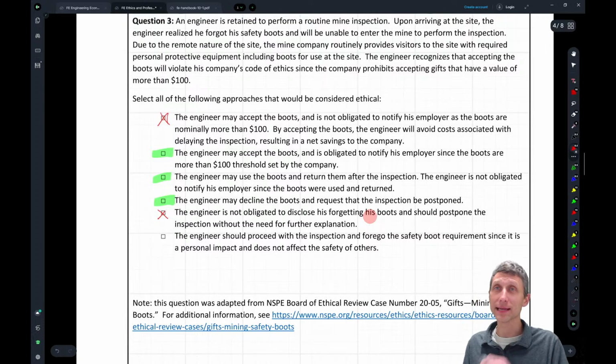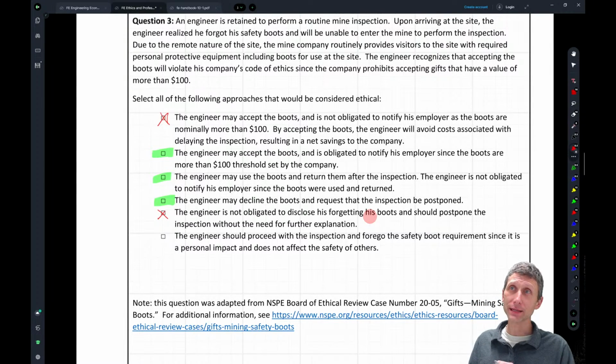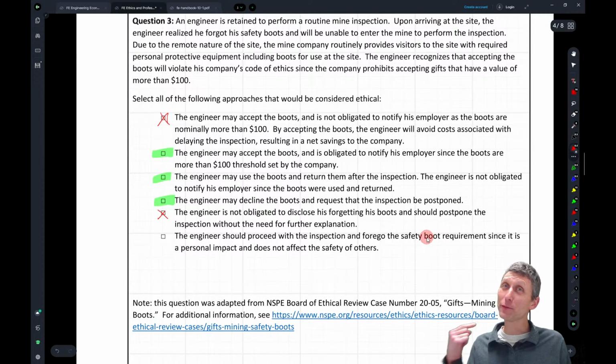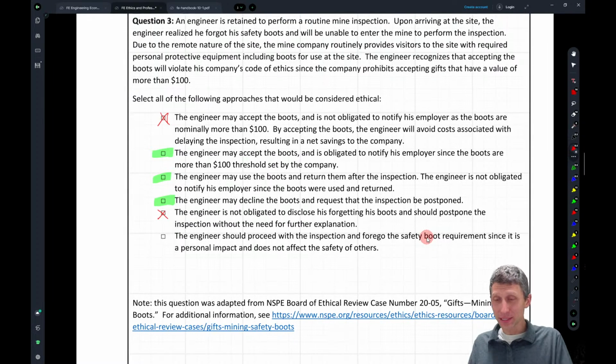Maybe I'm wrong, but that's my opinion on it. And lastly, the engineer should proceed with the inspection for the safety boots. Why is PPE for you important for everybody else? The reason this one's bad is because your safety impacts the safety of others.